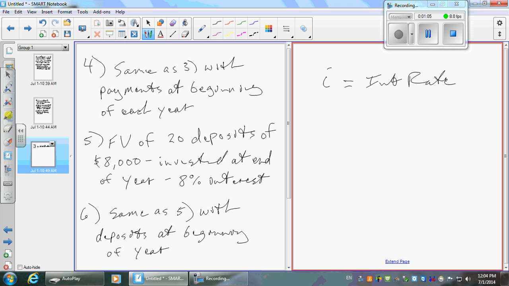What else? Number of periods. So we use a little n for that. And what we mean is number of payments. Well, not necessarily. We either need the number of payments or how long we're going to wait for a payment. Payment in or out, it doesn't matter if the cash is in or out. What else do we need to know?